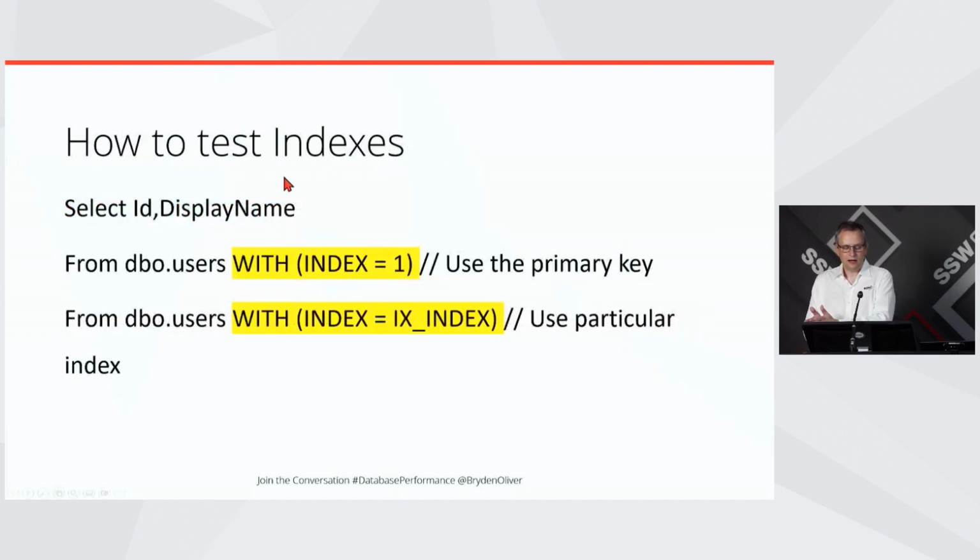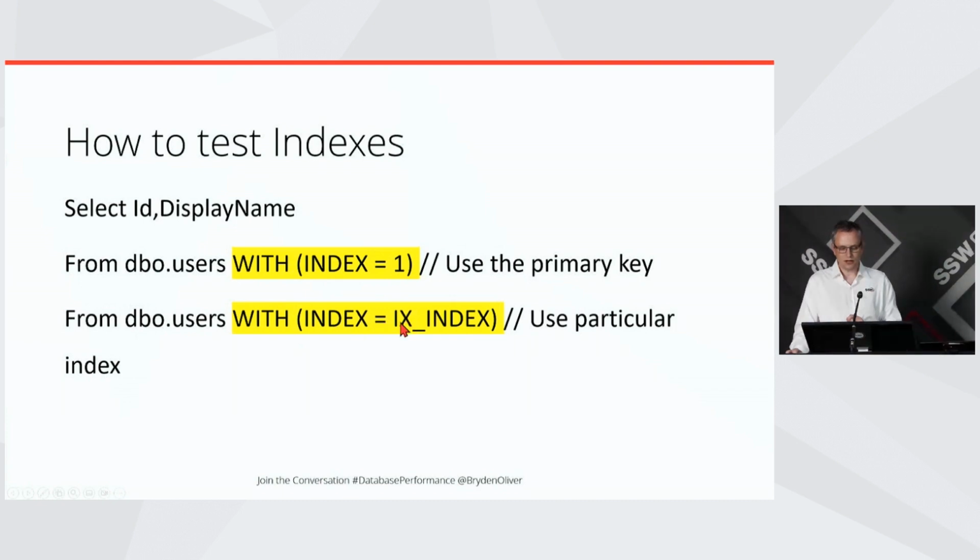And now we'll look at how we can test indexes. This highlighted piece here, with (index = 1), is what's called a compiler hint. It says for this table, users, I want to use index 1. Index 1 is the primary key on a table. So that means don't use any of the other indexes I've defined. Use the primary one.